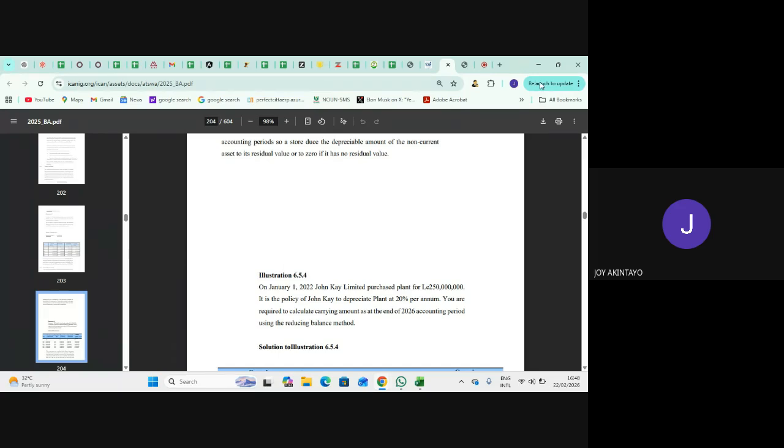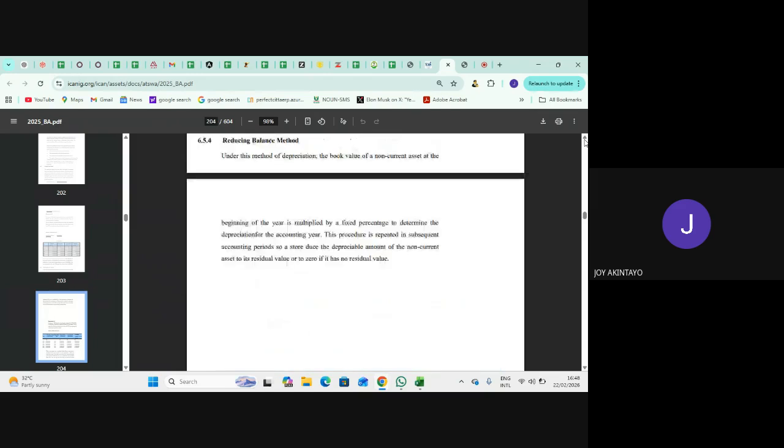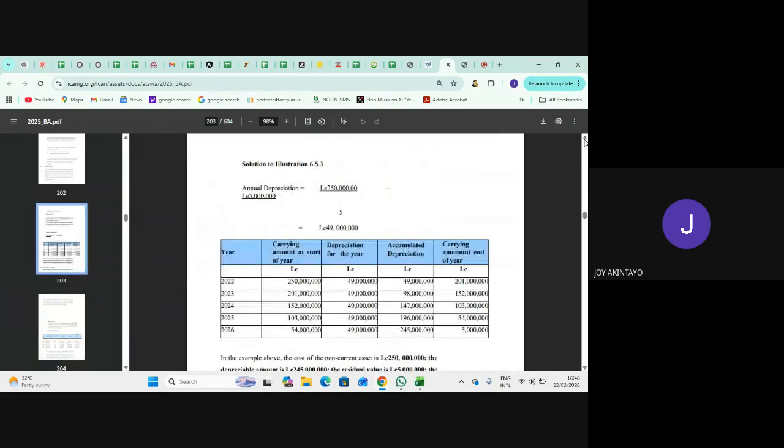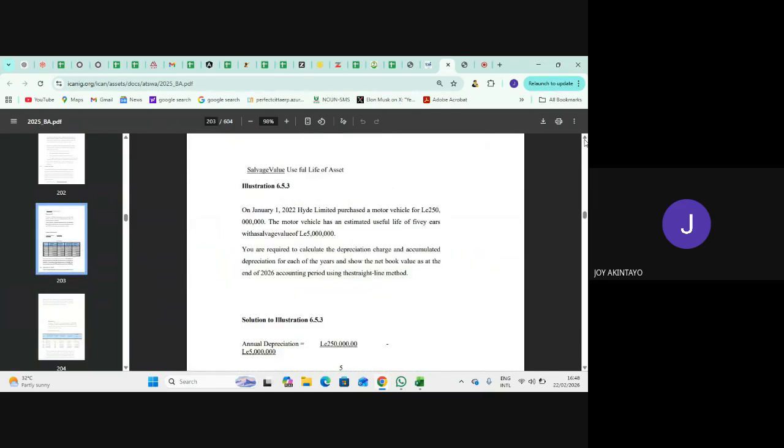Let's assume for this question, they did not give us the estimated useful life. Usually they will give you the estimated useful life. Then they will also give you the residual value. Then you have to calculate the depreciable amount. Are we together? Then you now apply your percentage. Do you understand? Yes. So you apply your percentage.